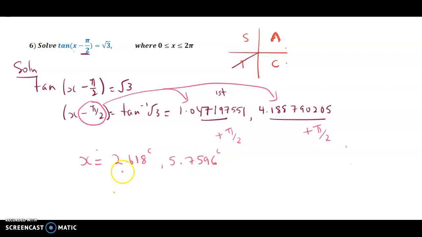5.7596 radians. Now, please note, guys, well, firstly, I need to remember this is my range, and these two values still fall within my range. So I would accept both answers. Now, again, please note that all answers done for these 6 questions were done rounded to 4 decimal places, right?